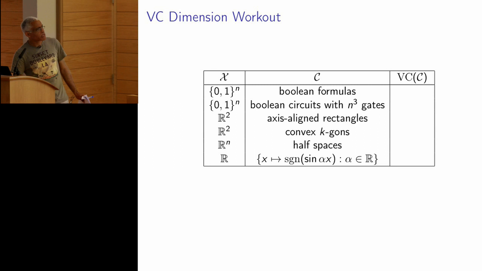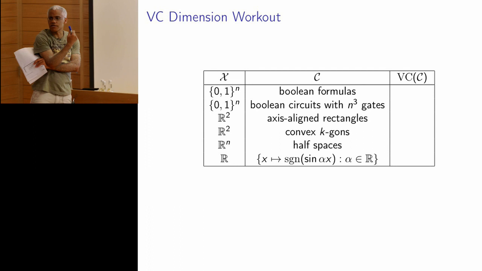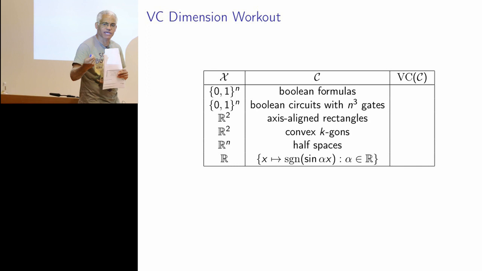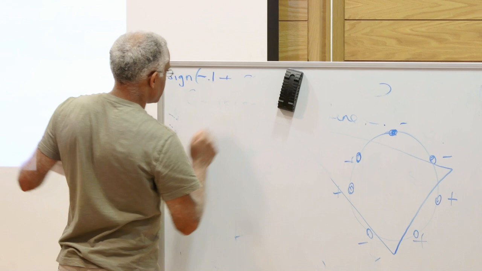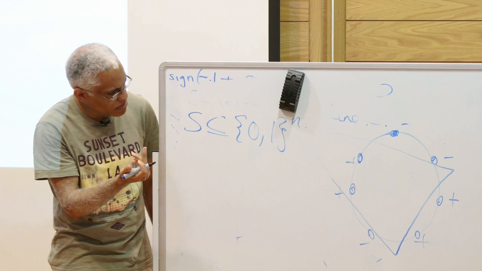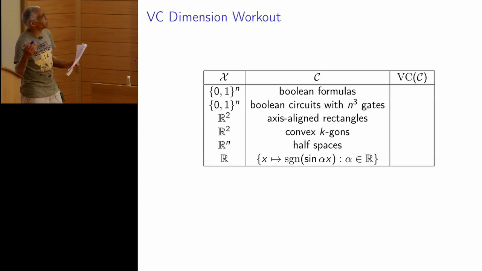Can I ask the VC dimension of Boolean formulas on input space {0,1}^n? So what is the largest subset of {0,1}^n that can be shattered by the concept class of Boolean formulas? I want to take a subset S of {0,1}^n and realize all labelings of that subset by a Boolean formula. Every way of labeling S with 0, 1, I want to be realized by a Boolean formula. In fact, I can shatter the whole thing, because any function from {0,1}^n to {0,1} can be realized by a Boolean formula. So the VC dimension is 2^n.